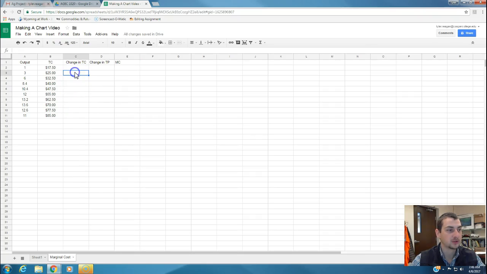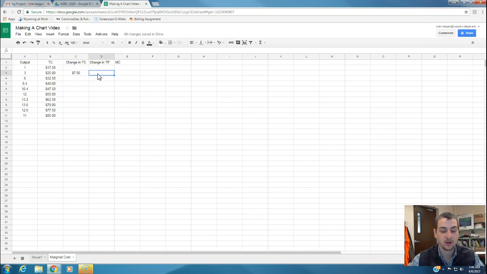First off, we're going to find the change in total cost. The change in total cost is how much this number has changed from this number. In order to do that, we simply say equals this, the new number, minus the old number. Whenever I say new and old, I mean the next number in the sequence. So if we do the change here, we see that from output of 1 to output of 3, you have changed the total cost by $7.50.